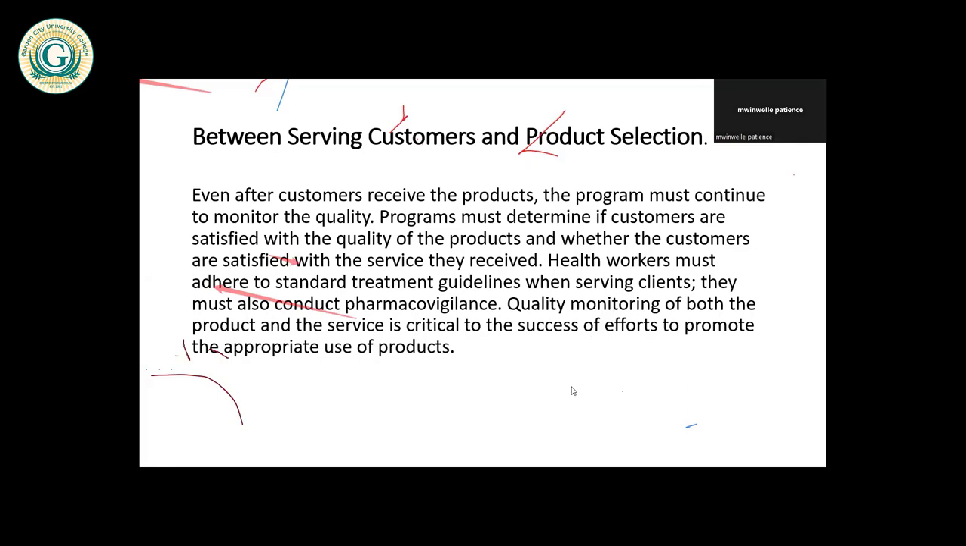So health workers must adhere to standard treatment guidelines when serving clients. They must also conduct pharmacovigilance, quality monitoring of both the product and the services, critical to the success of efforts to promote the appropriate use of the product. So as I indicated, the quality of the product and the quality of the service being delivered are synonymous. They work hand in hand. So you need to adhere to standard treatment guidelines when serving clients, and you know the standard of what they are supposed to do.